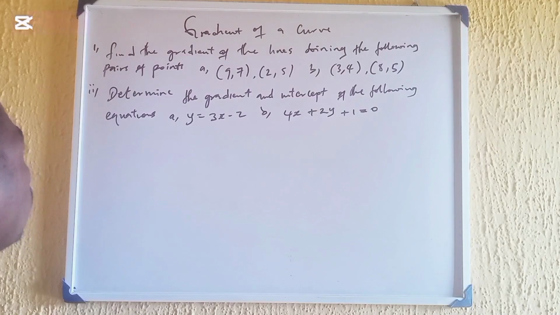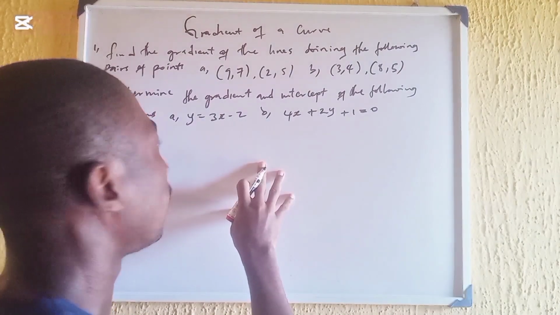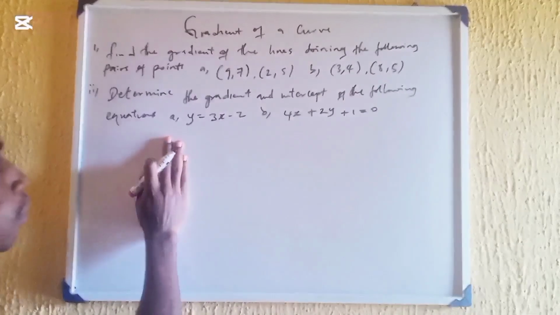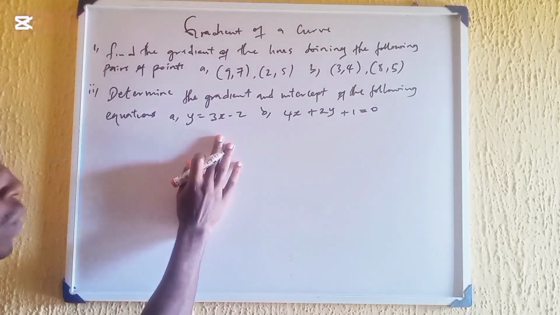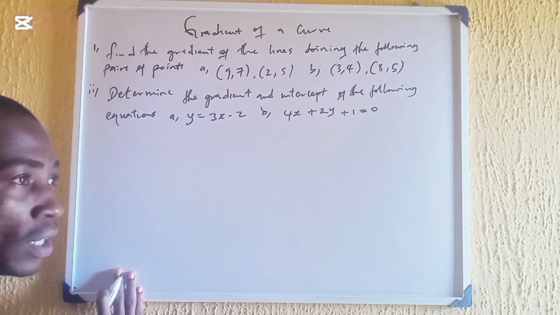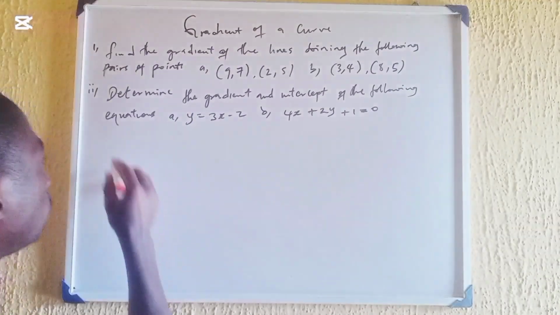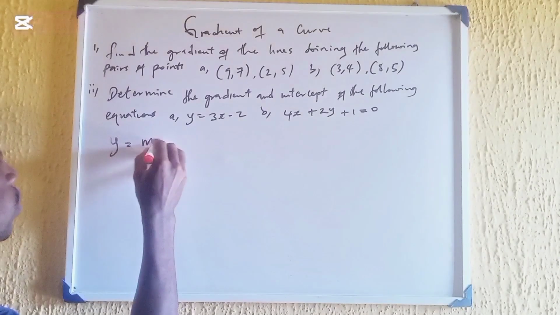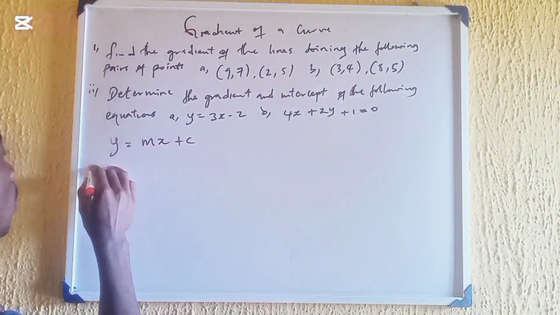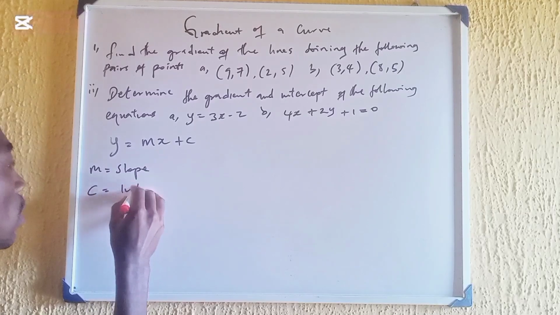So let's solve the second example. It says determine the gradient and intercept of the following equations. For the first equation, we have y equal to 3x minus 2. Now, how do we determine the gradient or the slope? We just compare with the equation for a straight line. Already we know that y is equal to mx plus c. m is the slope and c is the intercept.